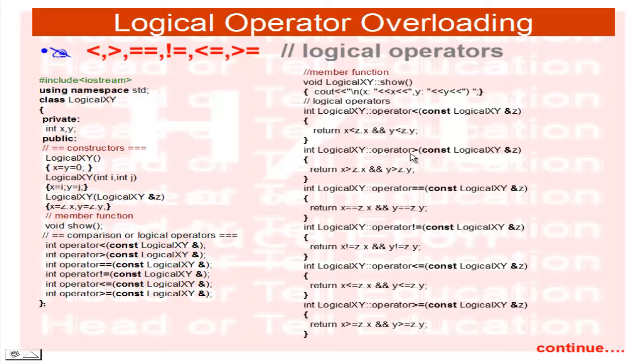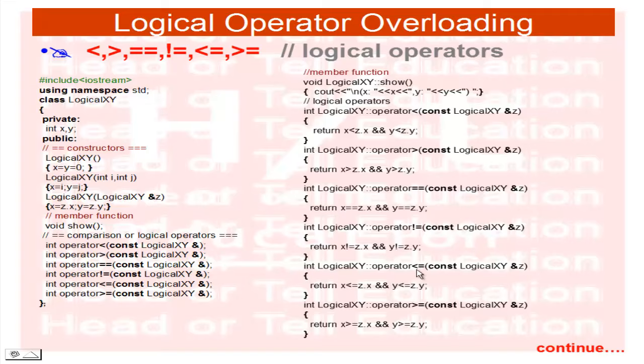Same for the greater than operator. If this object's value is greater than the other, return true. Again the same for the equals to operator: compare both object values, and according to the result return true or false. Next, the not equal to operator: compare whether the first object's values and the second object's values are not equal, so the result is true, otherwise false.